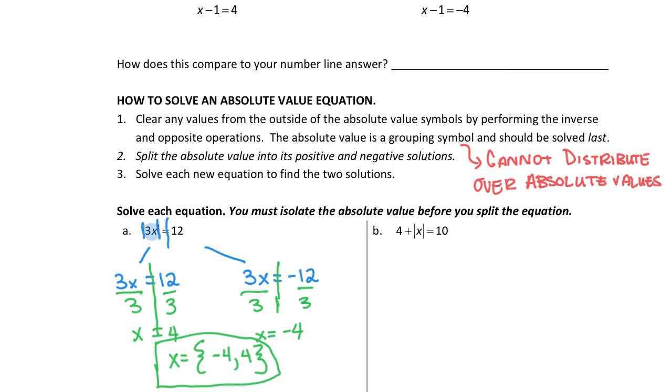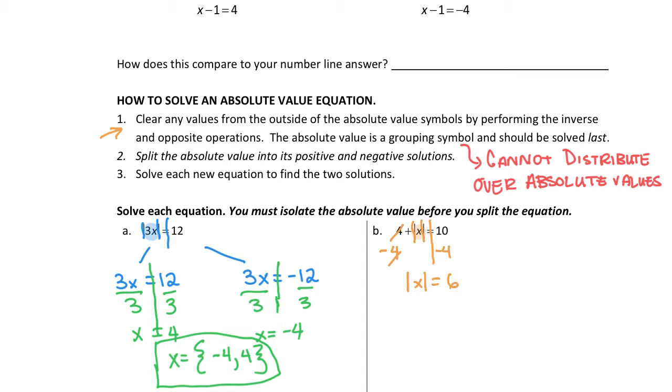In the next example, we're going to do much of the same. Draw your line down the equal sign. Inspect your absolute value, and we can see right there that x is inside the absolute value bars, but there's that 4 on the outside. So that's where we've got directions number 1. Clear any values from outside first. So we're going to subtract the 4 from both sides before we split our absolute value into 2 parts.